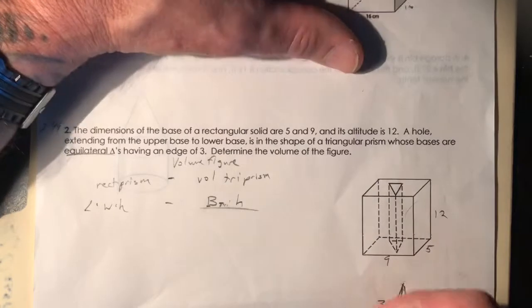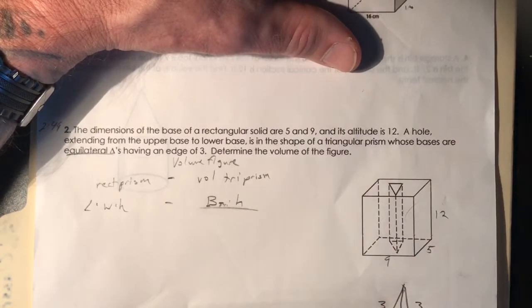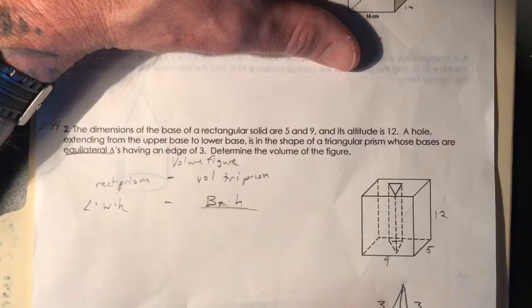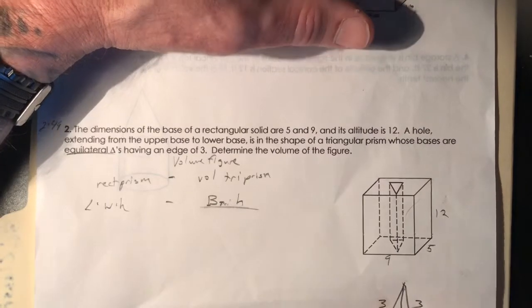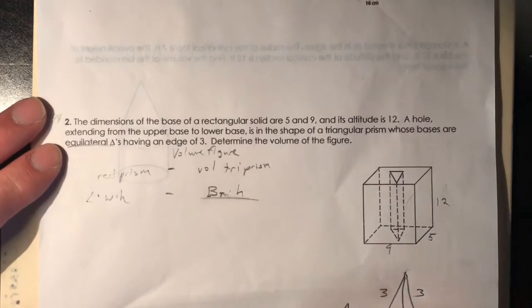Now I'm going to actually draw just one part of it. Okay, so we've got 1.5, 3, and so this is a 30, 60, 90 triangle. Now we could use the Pythagorean theorem. If you want to do that, that's fine. That's one way.